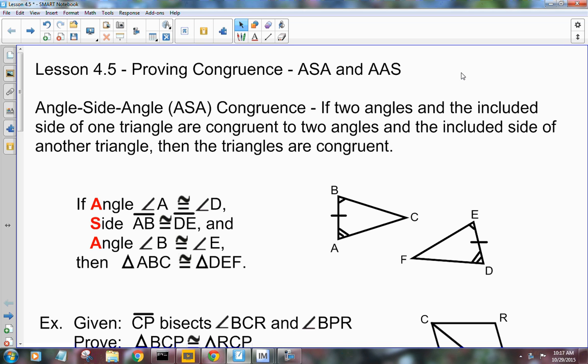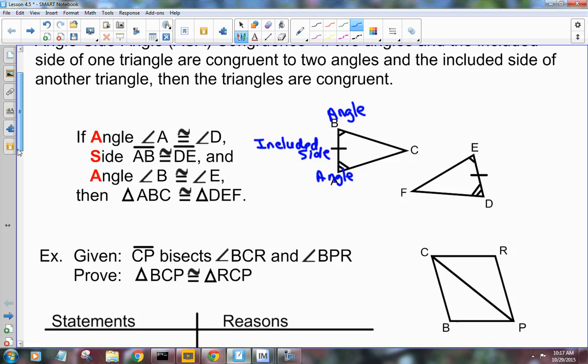Okay, so just like with the SAS, the side has to be sandwiched in between those 2 angles. So we have an angle here, and we have an angle here, and this is an included side. Okay? So it has to be angle, the next consecutive side, the next consecutive angle. And sometimes it helps to get your finger and start at one end and work your way around. And it has to be consecutive, okay? So that is angle, side, angle.